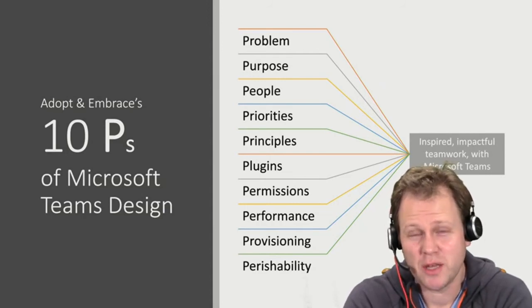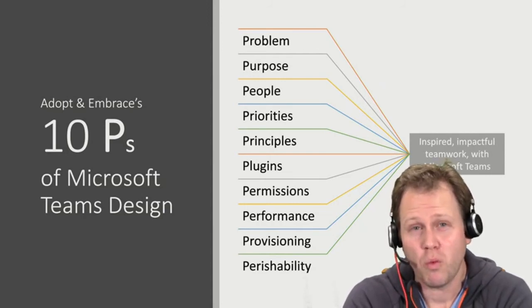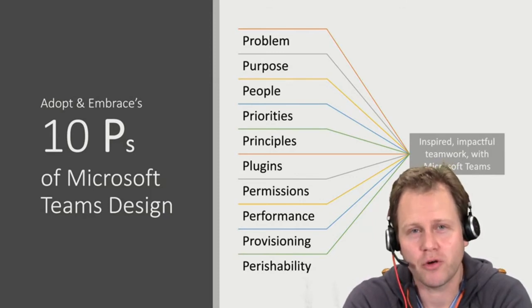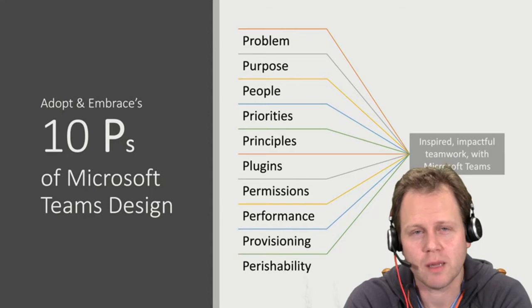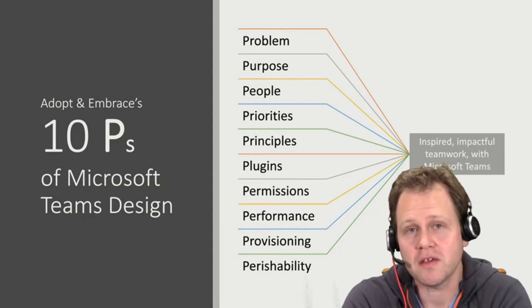After permissions, we need to think about performance. So what does success look like? How are we going to measure whether or not we've been successful in improving the way we communicate, collaborate, or coordinate with Microsoft Teams within this team?